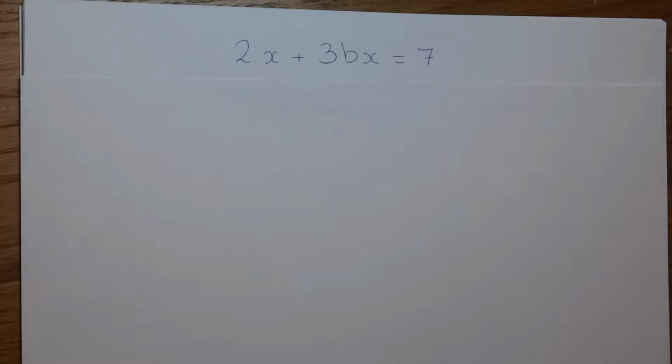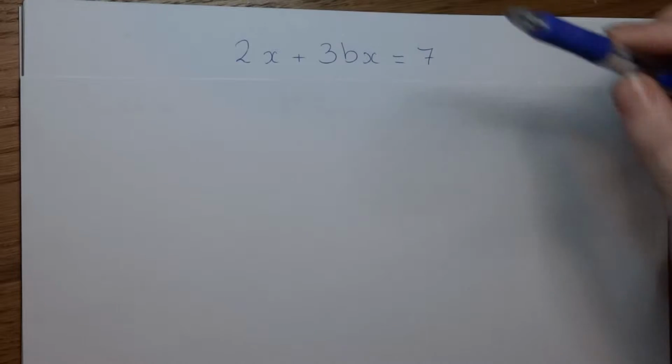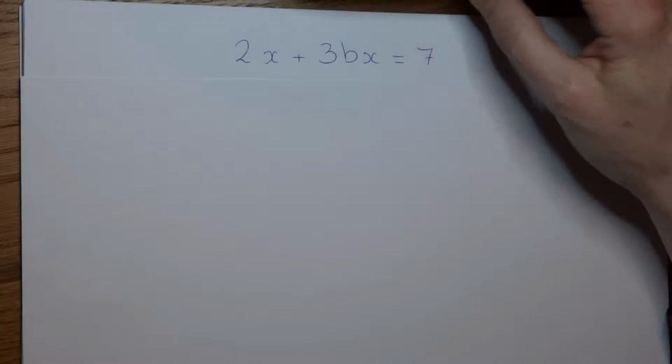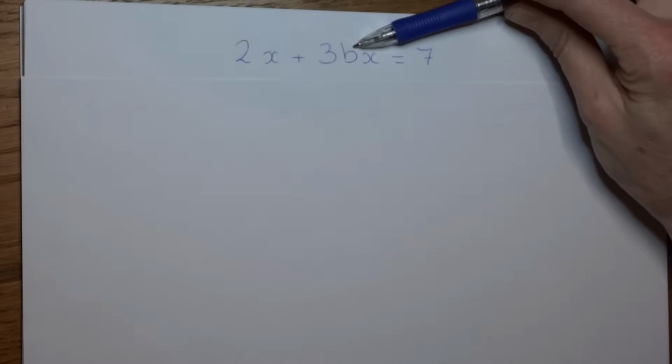Okay, we have an expression here. It's an equation where we have 2x plus 3bx equals 7. We can see it's an equation. We have an x term here that we don't know, and we also have a b term here.